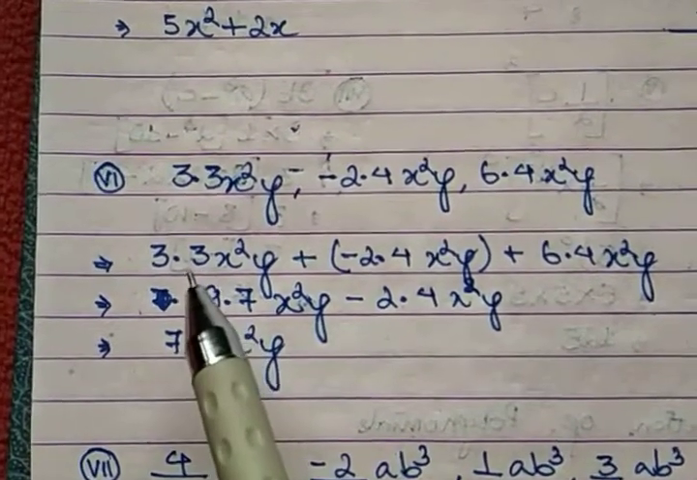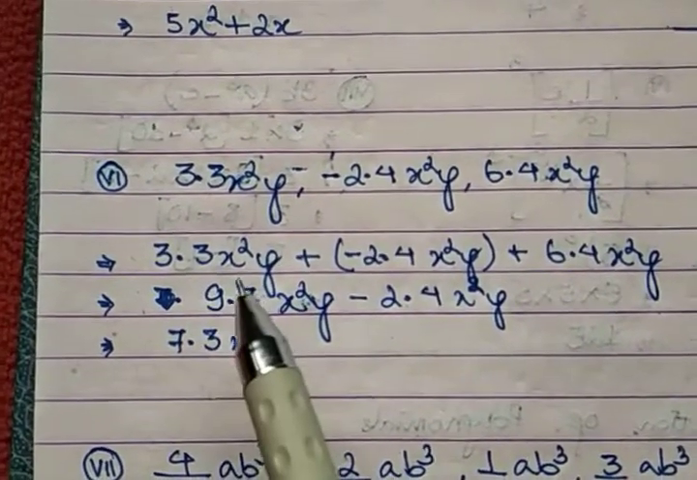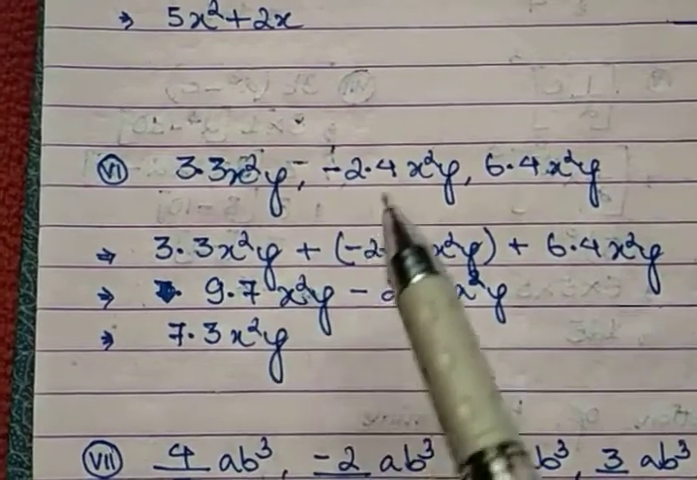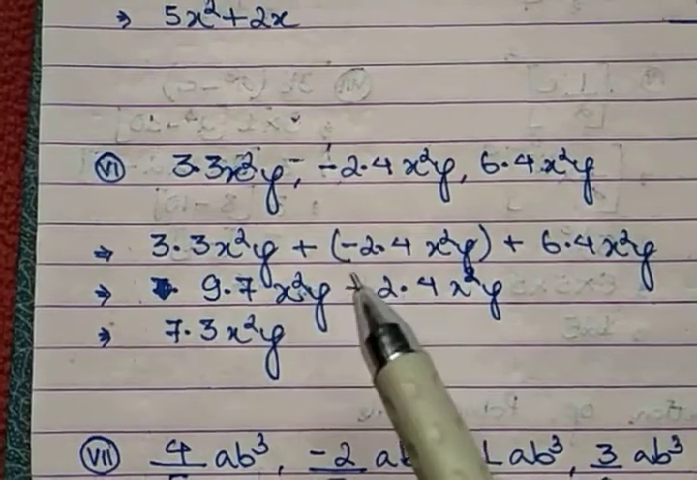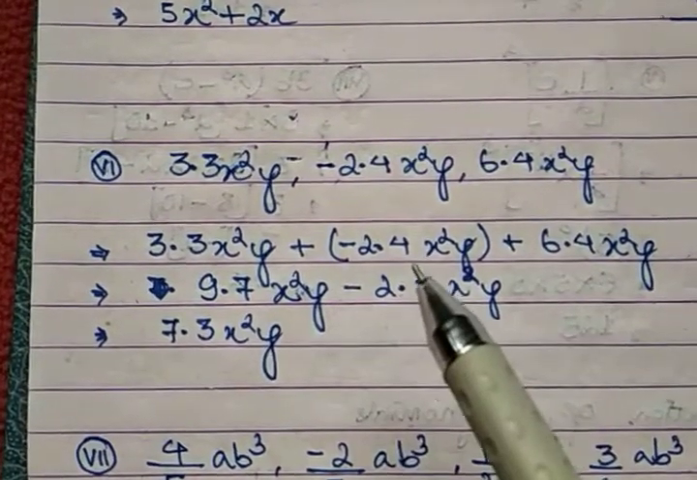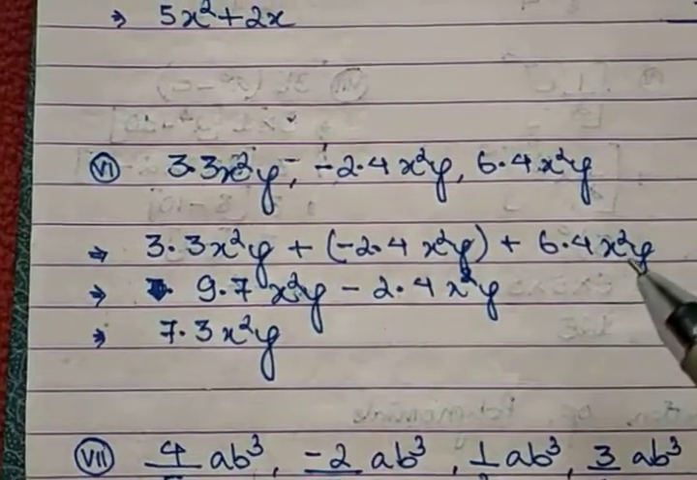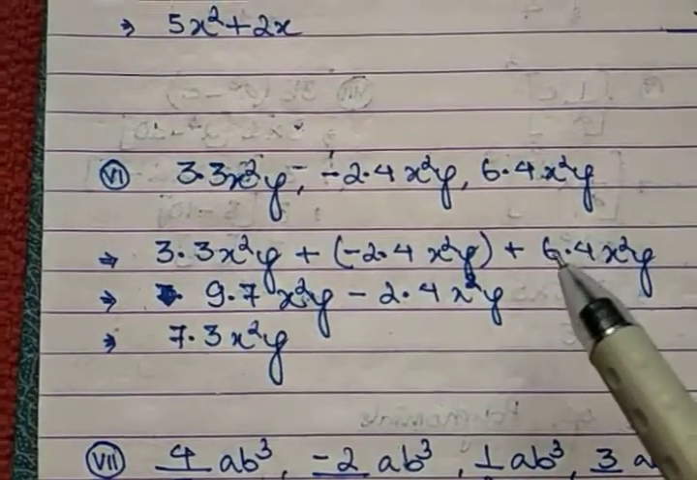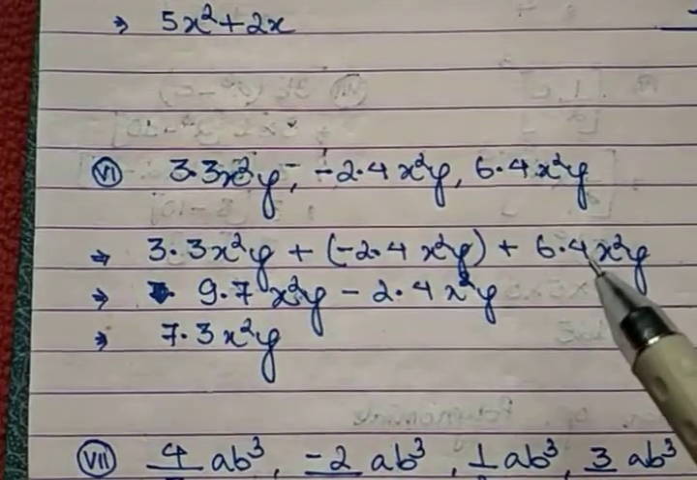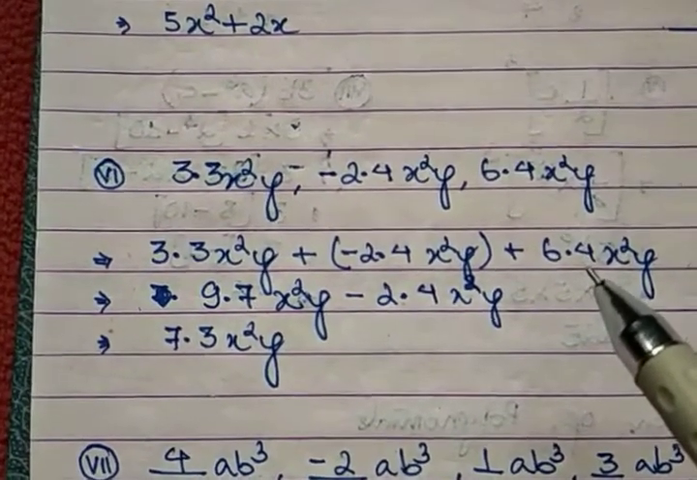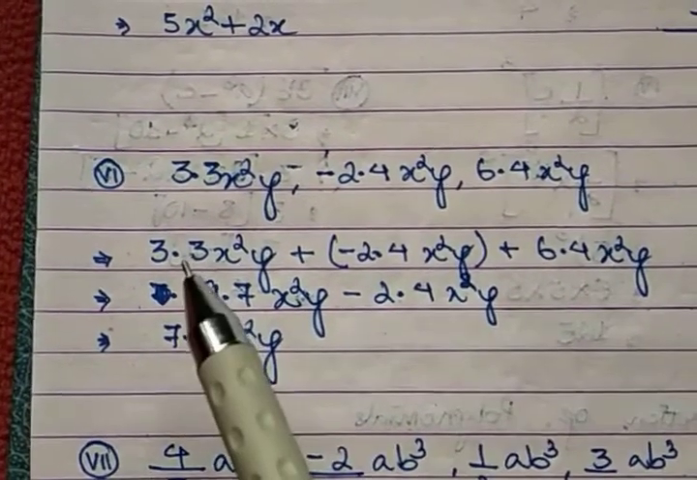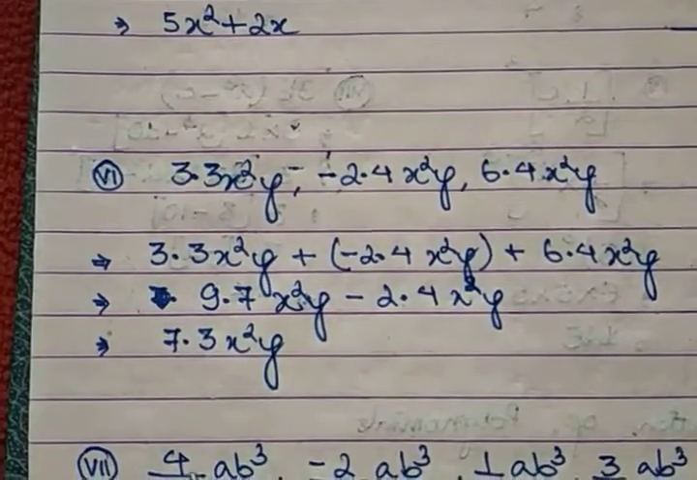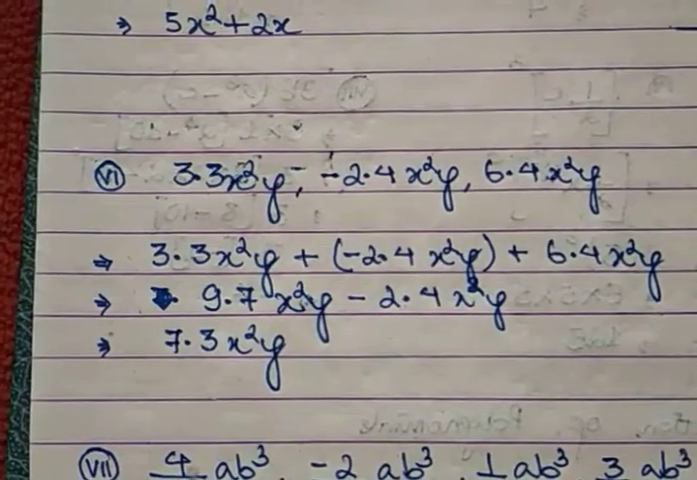So while placing in the row method, what I did was 3.3 x square y plus, it has got a negative sign, so therefore I have to use a bracket. So bracket minus 2.4 x square y plus 6.4 x square y. So now what I see here is these two terms, they have the same signs, the first term and the third term, isn't it? So we know the same signs are added and the sign remains same. So after adding up these two, and what happens in addition? The constant terms will be added. Remember, the variable remains same.